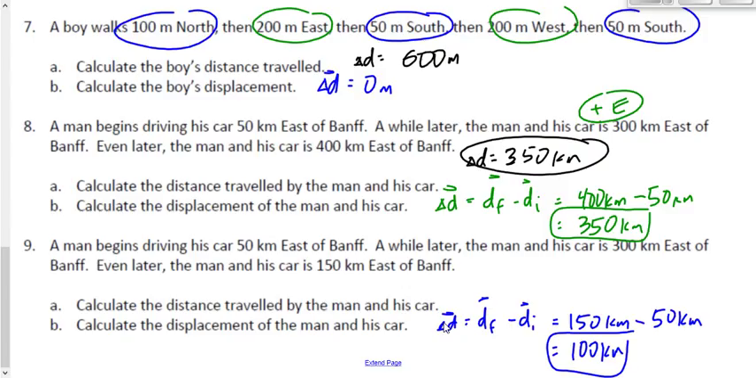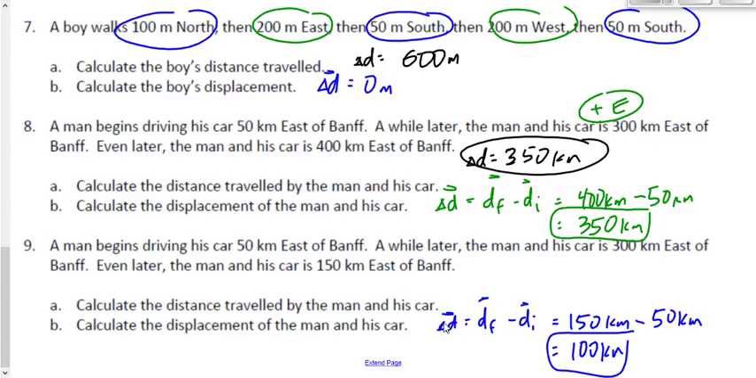Anybody have an answer that they think might be right? Anybody have a method that they used? Yeah, Rachel? 400? How'd you do that? Okay, so you're saying when he went from 50 to 300, he moved 250 kilometers. Okay, good, good. That's exactly what I would do as well.